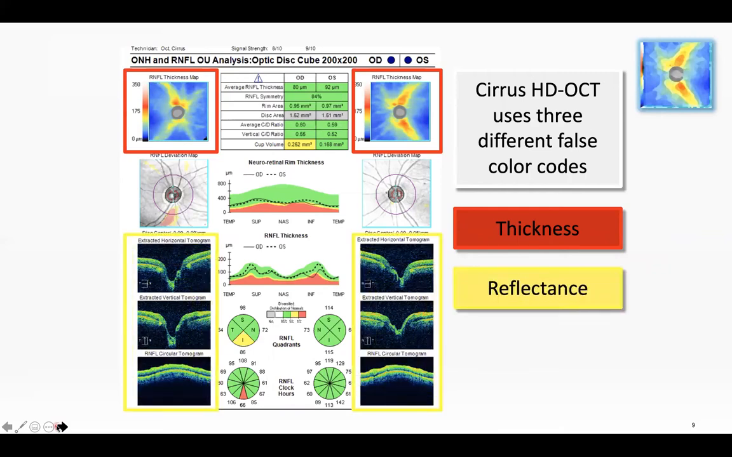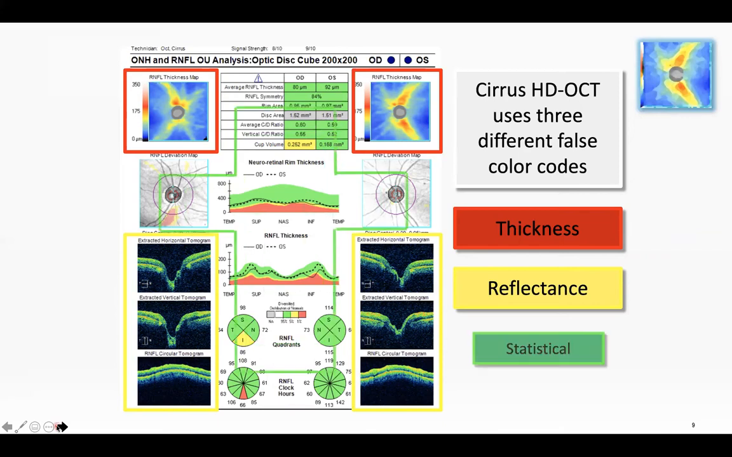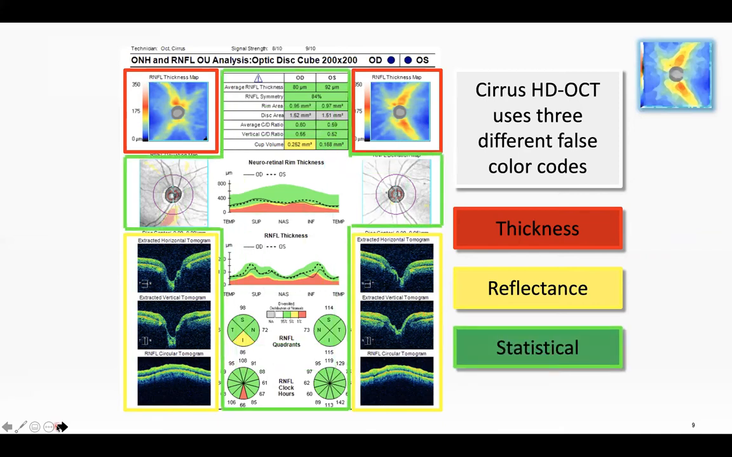For tomograms, we have the reflectance code, in which red means highly reflective tissue, and black means no reflectance from that tissue. For the rest, where we have statistical comparisons, we have the statistical codes, where green and white are normal, whereas yellow and red are abnormal. Correct understanding of these codes is essential for correct interpretation of these results.